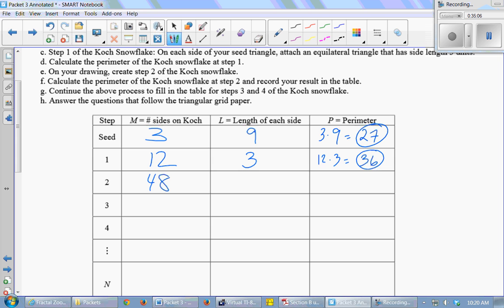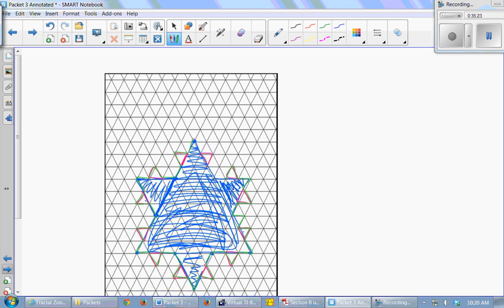Each side has length 1. So the perimeter is 48, right? And when I do the next step, I have to break my triangles into thirds now. So on each triangle, I'm going to have to put a little baby triangle on each side. So cute. All right, so after I do that, how many sides am I going to have?